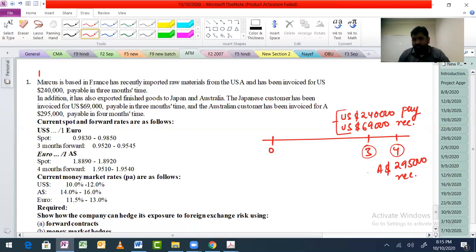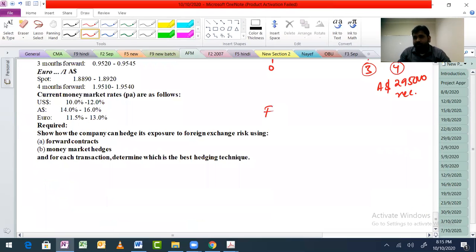Let's do only one thing, because this will be too much of a question. There are too many things that you have to do in this. With the forward cover, what is going to happen after 3 months, what is going to happen after 4 months. So you will have to do the forward calculation twice, once for 3 months, once for 4 months. Similarly with the money market, what will happen after 3 months and what will happen after 4 months. So again you will end up doing two calculations. So I am making it easy for you.